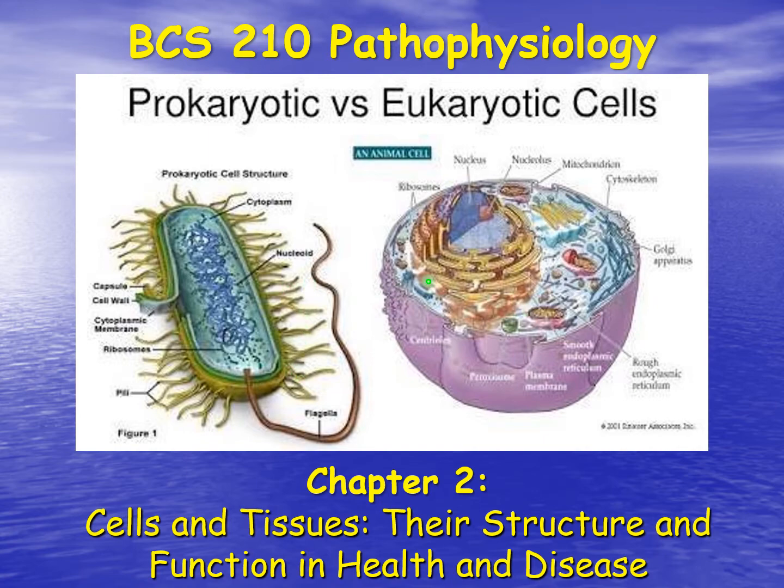Whereas the eukaryotic cell, represented by our animal cell here, has a true nuclear membrane, has membrane-bound organelles, has the phospholipid membrane, may or may not have a cell wall, but it will be different than the prokaryotic cell walls. And so we're going to focus primarily here on the eukaryotic cell and how it responds to diseases.